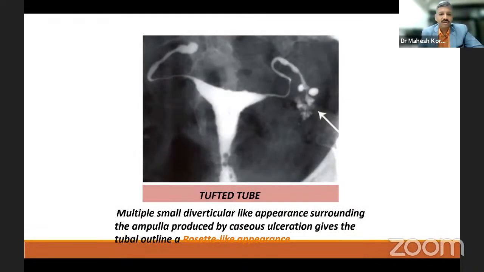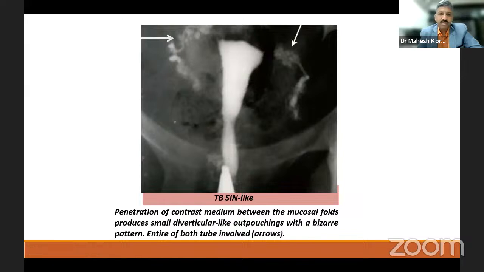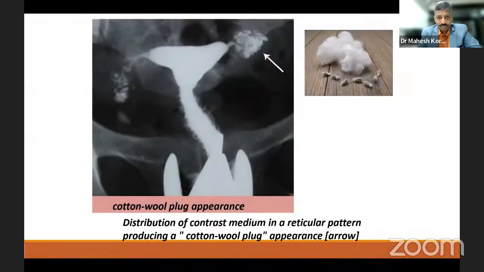You can see this is a tufted tube. There are multiple small diverticular-like appearances surrounding this ampulla, which are produced by caseous ulceration, which gives the tubal outline a rosette-like appearance. So this is called a tufted tube. Again, I told you about SIN, that is salpingitis isthmica nodosa, wherein you can see these small tubal outpouchings here and here. All these are tuberculosis features.